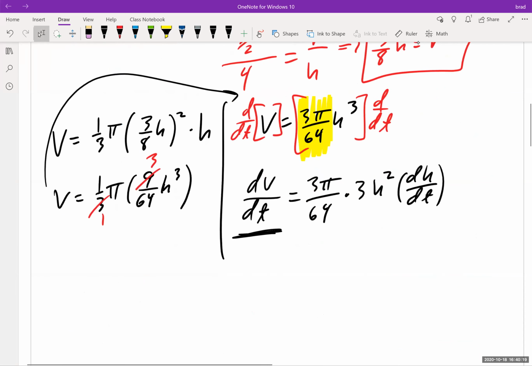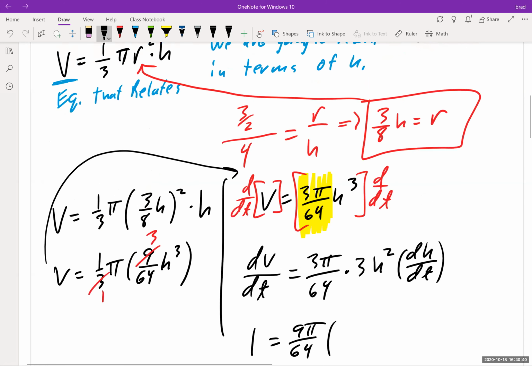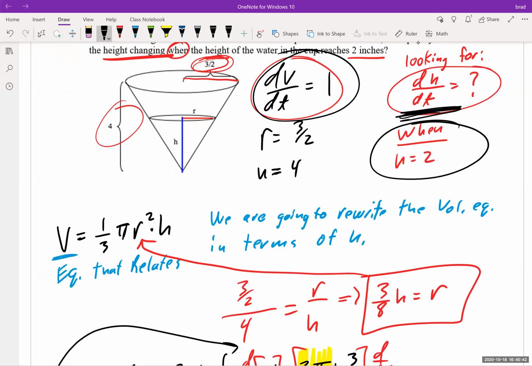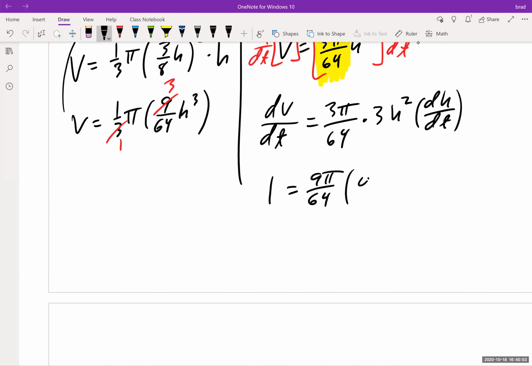So now the question becomes, can we solve? Well, our job is to find out what dh dt is. So let me do a little bit of cleanup here. We have dV dt. Well, you know what? I'm going to rewrite this. This is worth 1. Now, this would be 9 pi over 64, but we know that h is actually the given information. They said h is 2. So we want to know what is the change in height when the height of the water is at 2, is it inches? 2 inches, yeah. So we're going to put 2 squared in here. So this would be 4 dh dt.